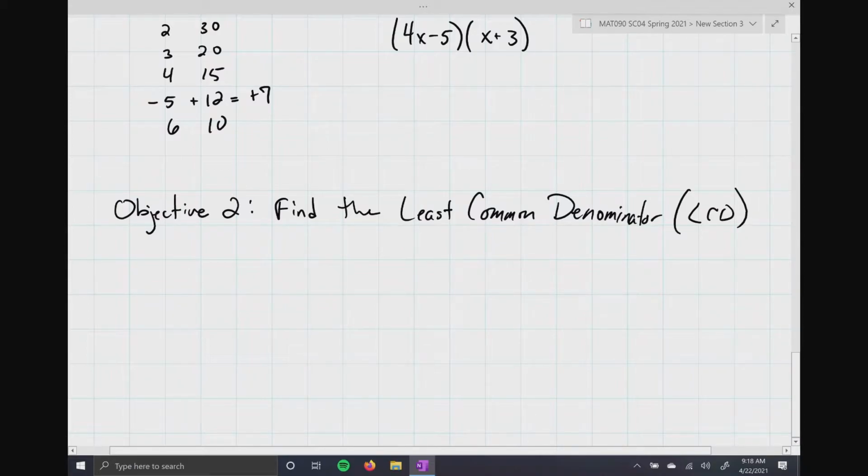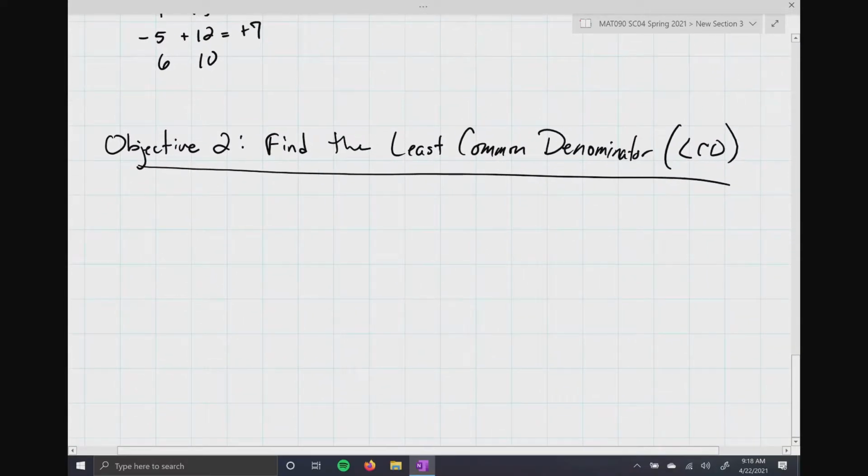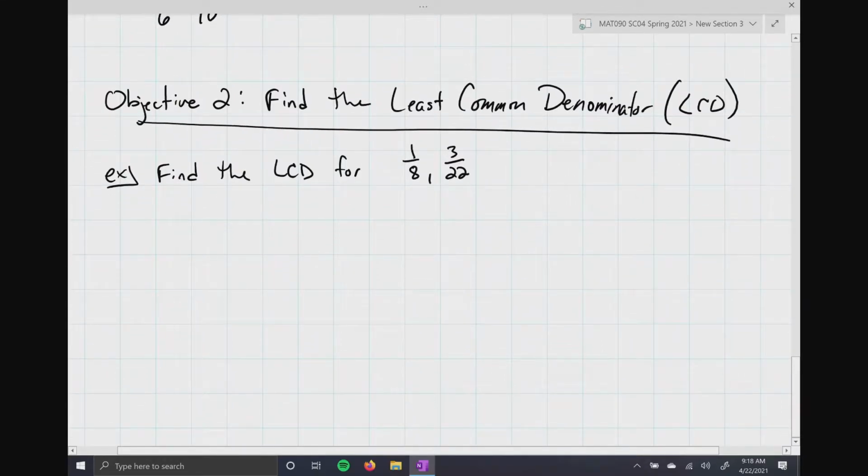Okay? So we're going to do a really easy problem, and we're going to see if we remember how to do this. All right? So here's an example right here. I want you to find the LCD for 1/8 and 3/22. Okay? So how would I go about doing this? Can somebody explain the process?